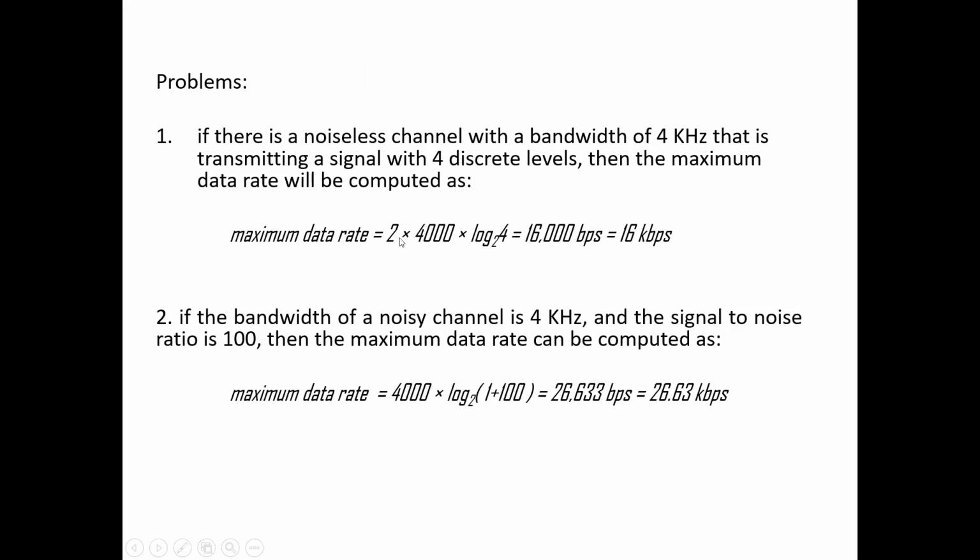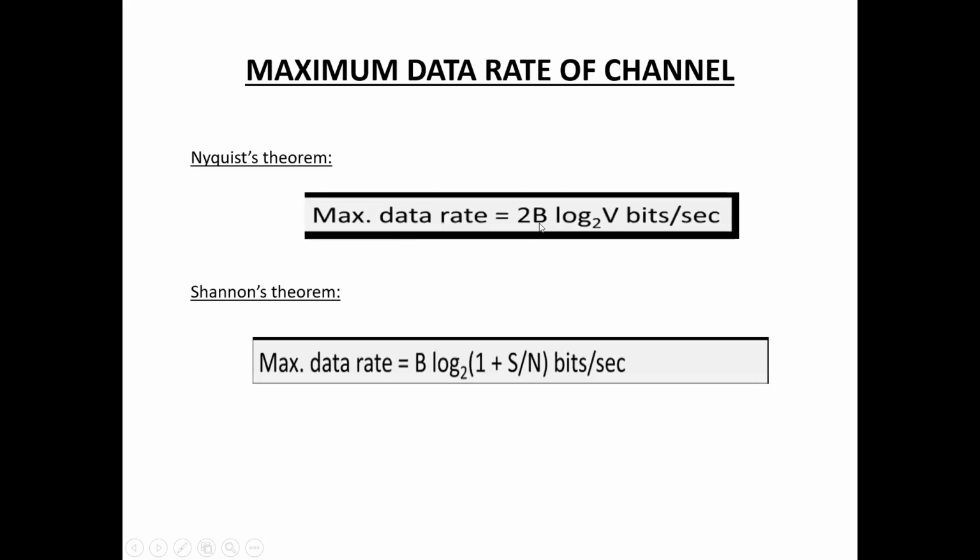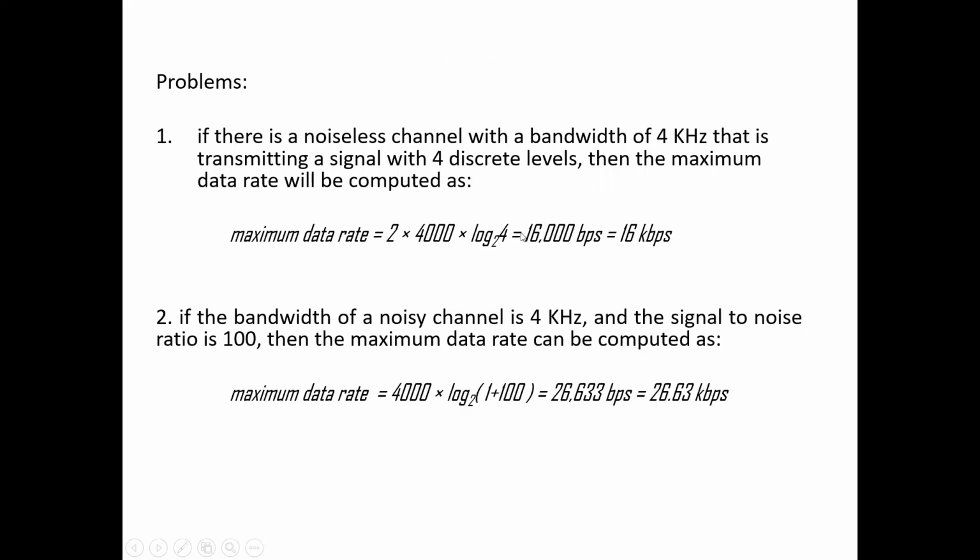Substitute those values in the above formula: 2B, 2 into 4000, log 2 of V, value 4. The answer is 16,000 bits per second, that is 16 kilobits, 16 kbps. And next, the second problem: the bandwidth of a noisy channel is 4 kilohertz. Once again, B value is 4000 hertz.